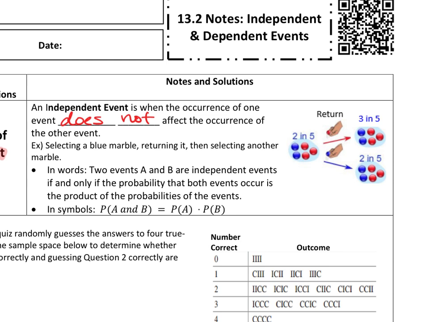So in words, independent events are 2 events that occur if and only if, look at that conditional statement, the probability that both events occur is the product of the probabilities of the events. I want you right now to put little bubbles around this formula right here. We're going to be using that all day. It says the probability of A and B occurring, so the first event and the second event occurring, is equal to the probability of the first event times the probability of the second event. So we're going to be multiplying fractions today and then eventually turning them into percents.